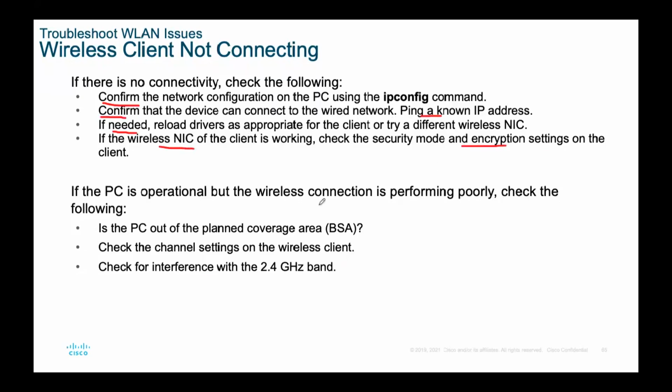If the PC is operational but the wireless connection performs poorly, check the following. Is the PC out of the planned coverage area, the BSA? And then check the channel setting on the wireless client. Next, check for interference on the 2.4 gigahertz band.